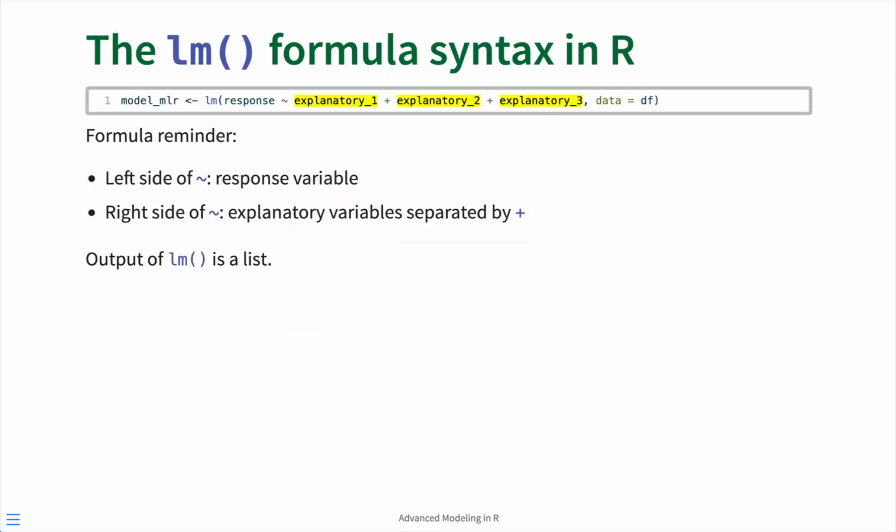So to create a linear model with multiple explanatory variables, we use the LM function pretty much as we've done for simple linear models. But we add in the explanatory variables on the right-hand side of the tilde symbol. And we add them to the model with plus symbols. So here we've got explanatory 1 plus explanatory 2 plus explanatory 3. We can keep on adding as many explanatory variables as we wish to include in this way. As before, the output of the LM function is a list that contains information about the model that function has fit to the data.